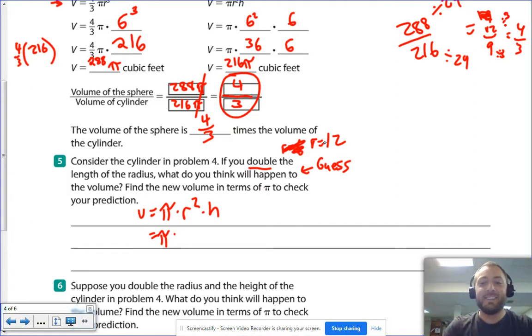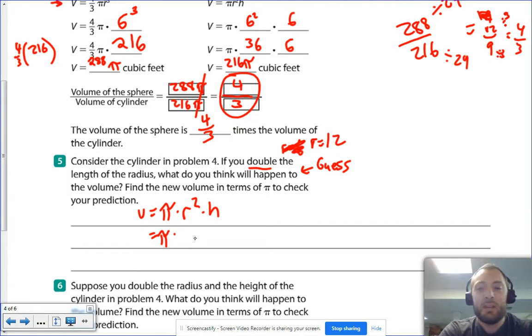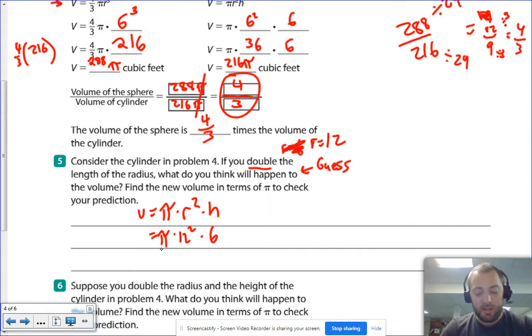So 12 squared, which is, I know that's 144, times the height is still 6. So 144 times 6, I'm going to get some sort of big number, I'm pretty sure. 864. So we get 864 pi.